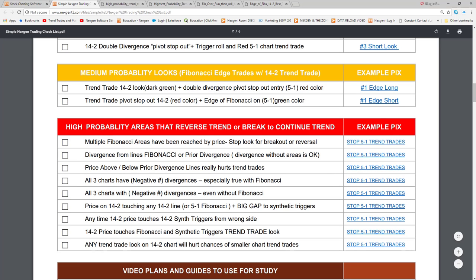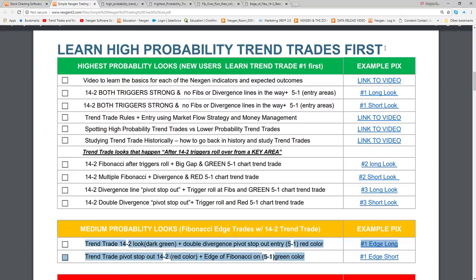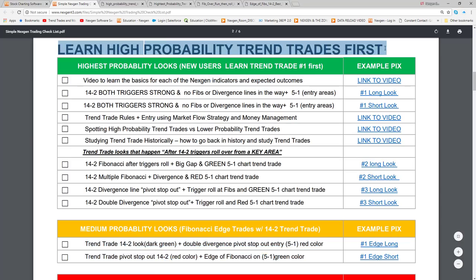And then eventually, 6 months or a year into it, you're going to be able to take these key areas that tend to cause the market to reverse or break, and you can start working on counter trend trades later. So in the beginning, trend trades. Start making some money. Let's get you on the right path first.